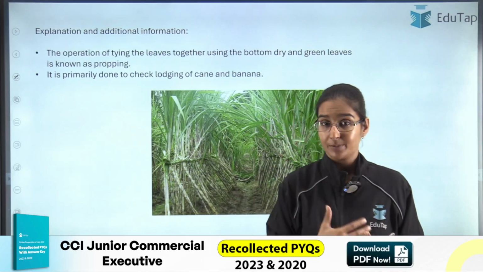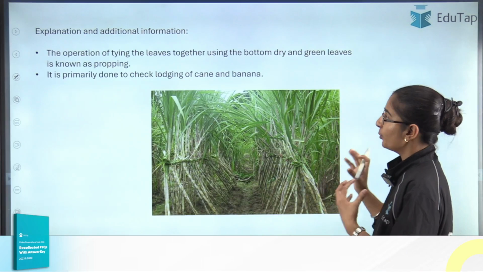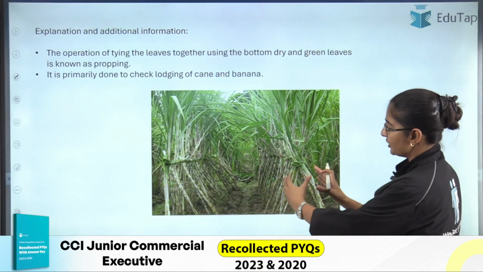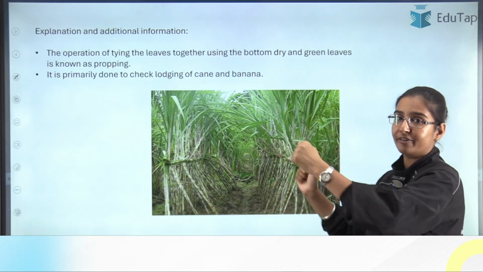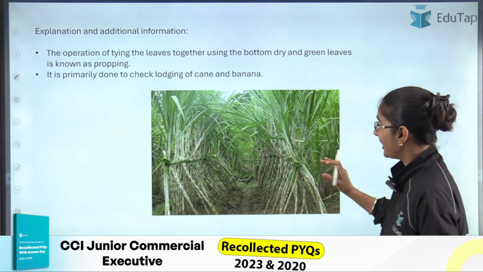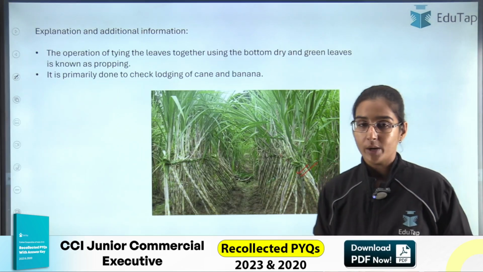What is lodging? I have explained it to you earlier. So it becomes prone to lodging. Now to prevent that, what we do is we essentially take all the dry leaves and combine them together and tie them together. So we tie all these leaves together, and this tying of leaves is known as propping.